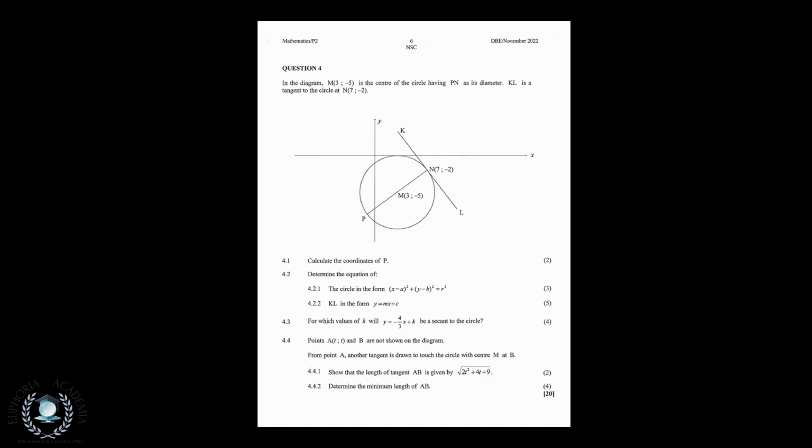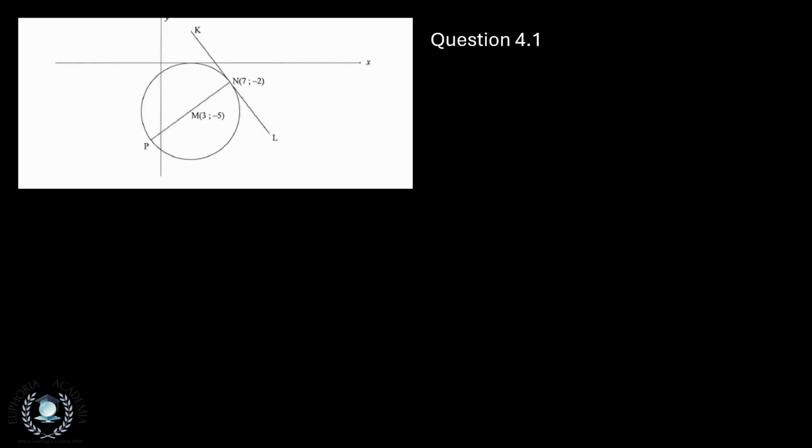Right, we have enough time to do question 4, so let us get into it. It's for 20 marks from 4.1 to question 4.4.2. For us to find the coordinates of P, we can see that they are on the circumference, and the line PN is a diameter, and a diameter passes through the center, and the center is the midpoint. So we have to use the midpoint theorem.